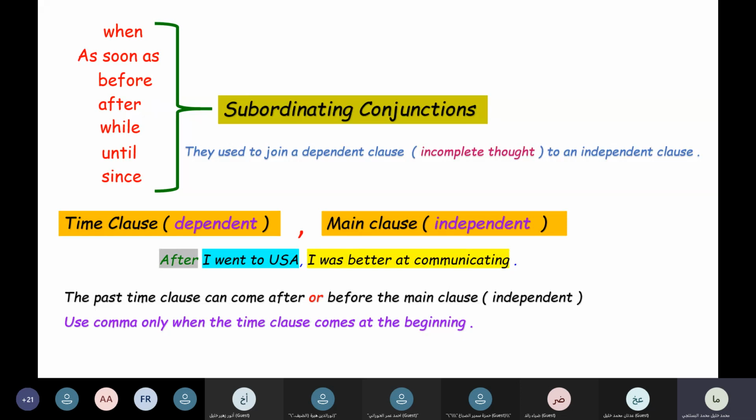Use a comma when the time clause comes at the beginning. The past time clause can come after or before the main clause. We can change the order of the sentences. We can say, "I was better at communicating after I had gone to USA." But if we start with the time clause, we have to put what? A comma. Use a comma when the time clause comes at the beginning.